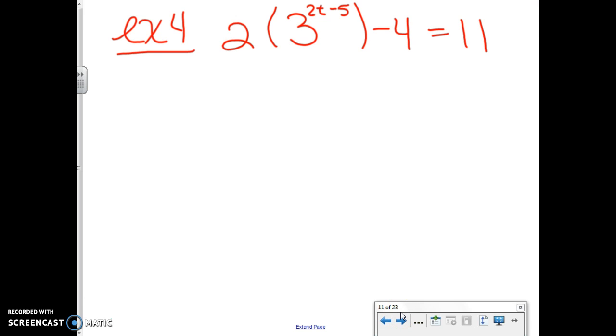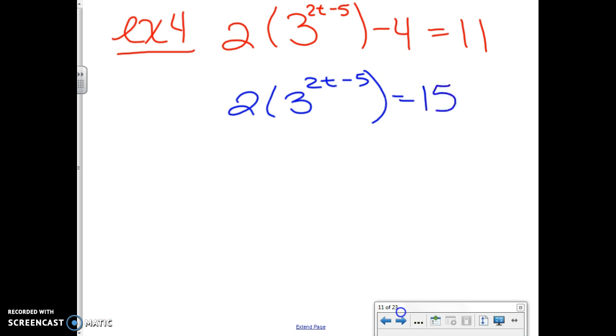So now we have 2 times 3 to the 2t minus 5, and then minus 4 equals 11. This one's more complicated. But if you think of it as a normal equation, one that you've been doing since Algebra 1, Connor, step 1. Move over the 4. So we're going to have 2 times 3 to the 2t minus 5 equals 15.